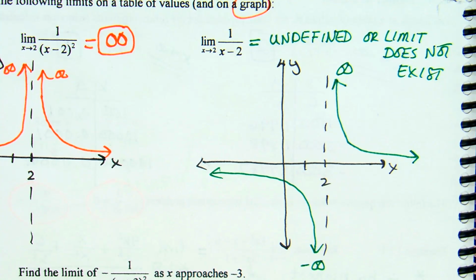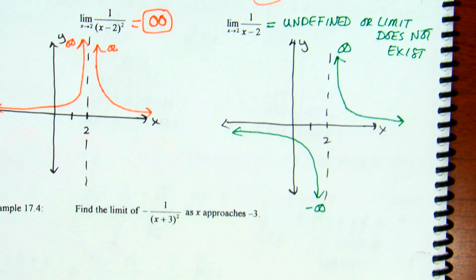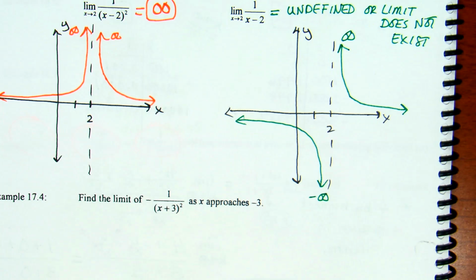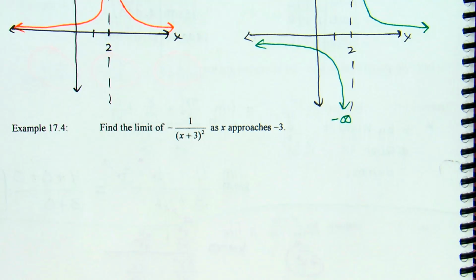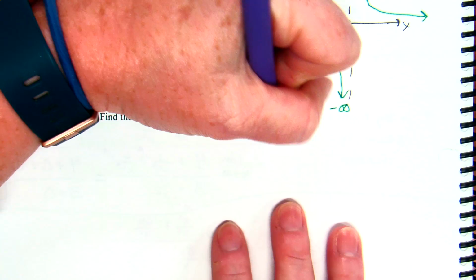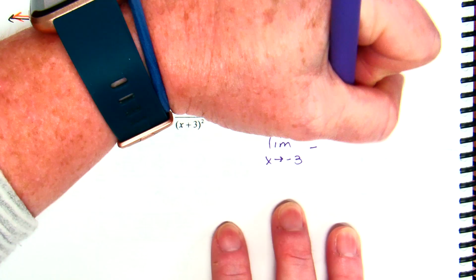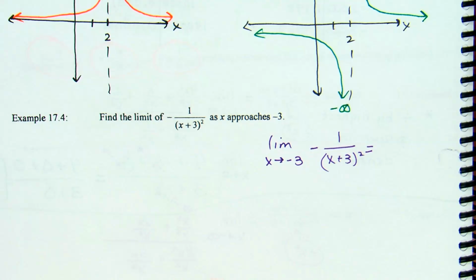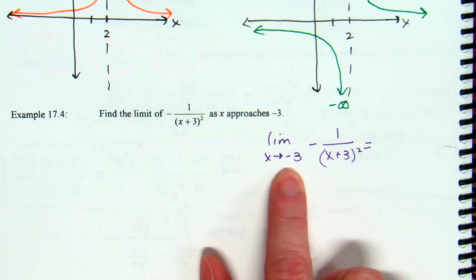Find the limit of negative 1 over x plus 3 quantity squared as x approaches negative 3. So in limit notation, that means the limit as x approaches negative 3 of negative 1 over x plus 3 quantity squared. That's what we're trying to find. And notice, as on the ones above, what happens if we just plug the number in?